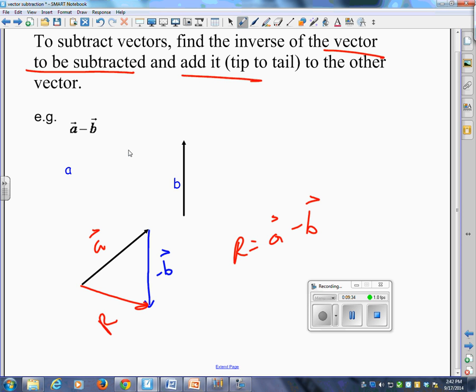All you do is take the one you were going to subtract, flip it, and it becomes addition. That's all you do. I'm going vector A plus minus B, right? Now you can write it down. I'll pause there and let you get that down.